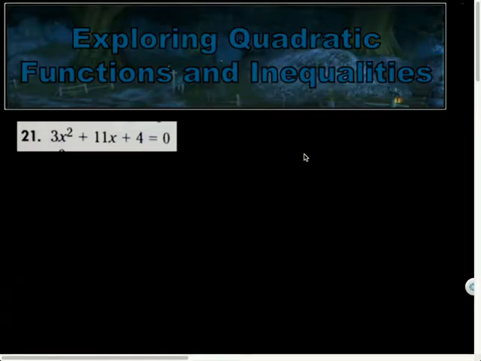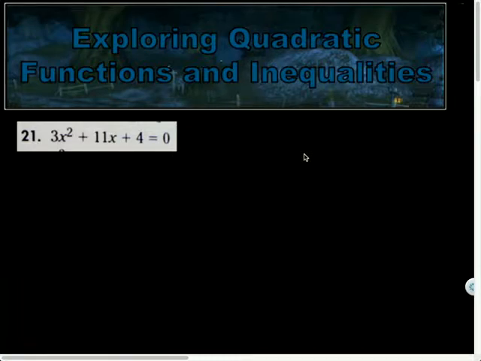Hey, greetings and welcome. We're taking a look at page 357, talking about the quadratic formula and the discriminant. These problems had the following instructions. They said, find the value of the discriminant and describe the nature of the roots, real, imaginary, rational, irrational, of each quadratic equation. Then solve the equation.